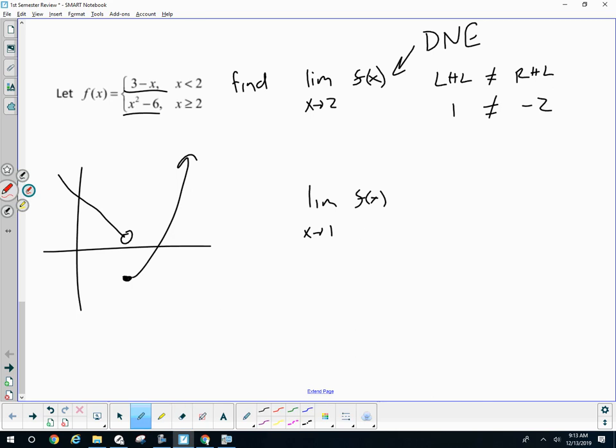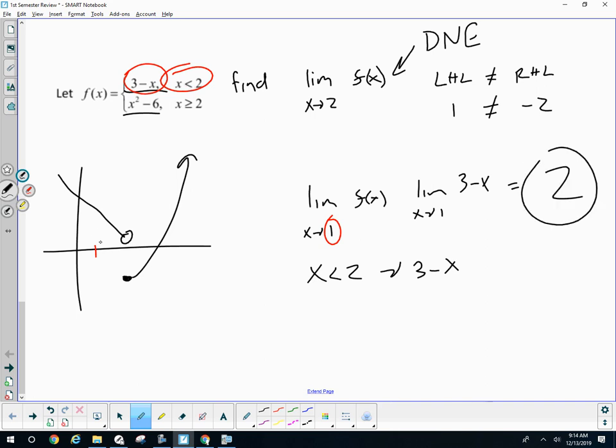But if I ask you what's the limit as x approaches 1, you don't say it doesn't exist. You're not going to plug in 1 into both of these, because you are only using one piece when x is 1. So I realize, oh, okay, for x less than 2, I'm going to use 3 minus x. So this limit is just going to be the same as the limit as x approaches 1 of 3 minus x. We would just be able to plug in 1 and get 2. That would be my answer, and you would be able to visually see, there's my limit there, 2.